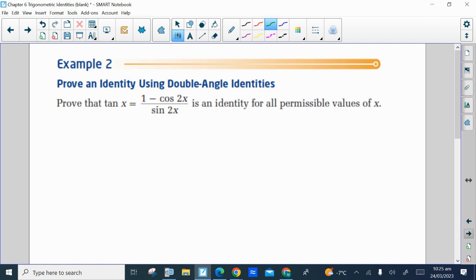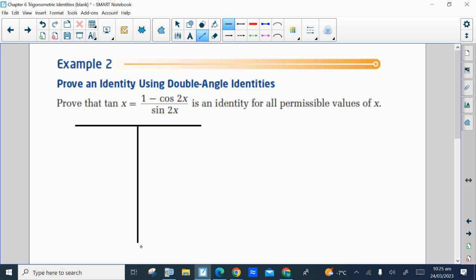So this next example, we're just asked to prove the identity. We're not asked to find any non-permissive values. We're just asked to prove the identity. And this one involves some double angle identities. The left side, though, is just simply the tan of x, which you could write as sine x over cos x if you wanted to.